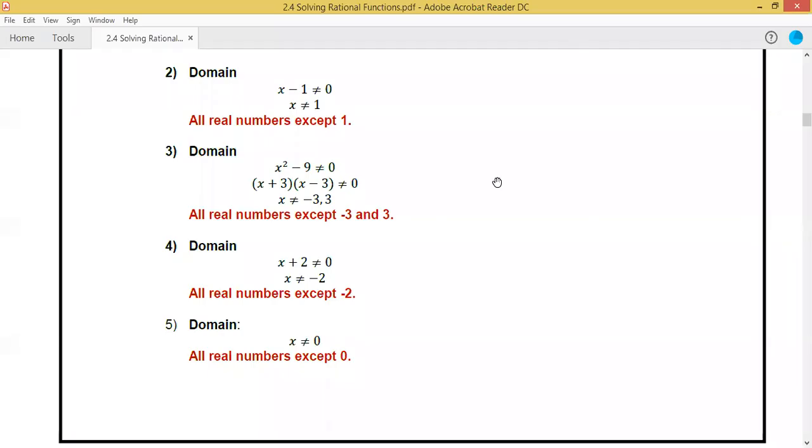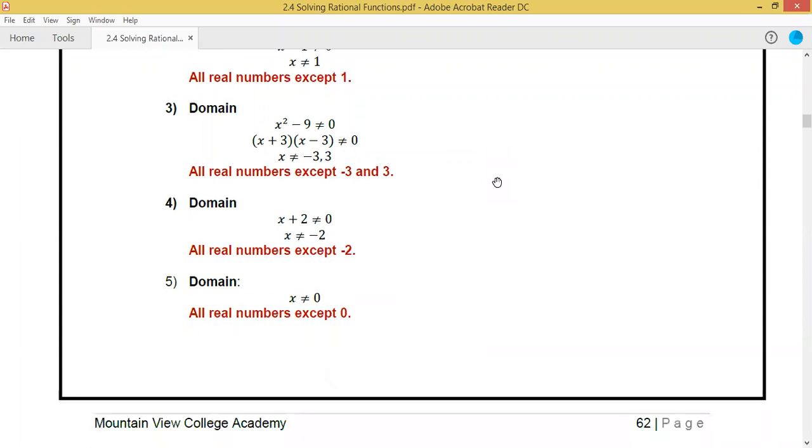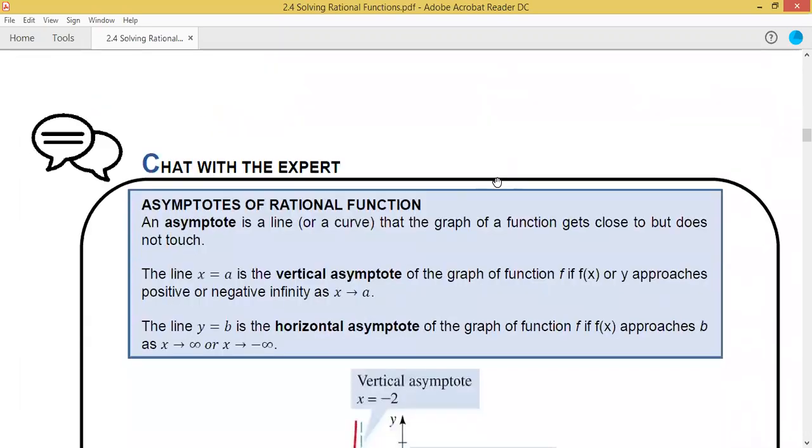Hello there. This time, we'll learn how to solve for the asymptotes of a rational function. An asymptote is a line or a curve that the graph of a function gets close to but does not touch.